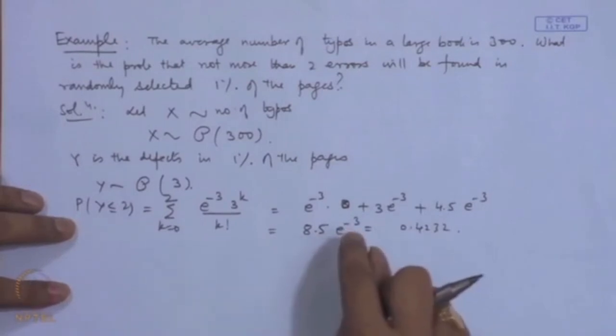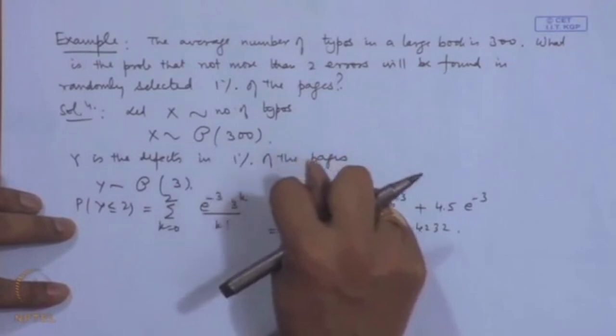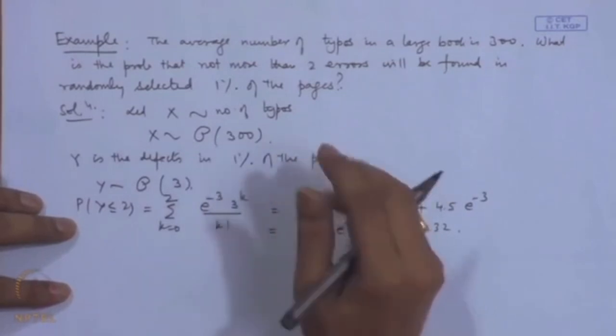So, we can evaluate by applying the assumptions of the Poisson process here. That means, we are assuming that the number of typographical errors in different pages or different areas of the book are independent. The probability of a typo in a small portion is proportional to the length or the area of that page, and similarly, the probability of more than one typo in a small area is negligible. Under that assumption, the Poisson process model can be applied here, and we can calculate this probability easily.